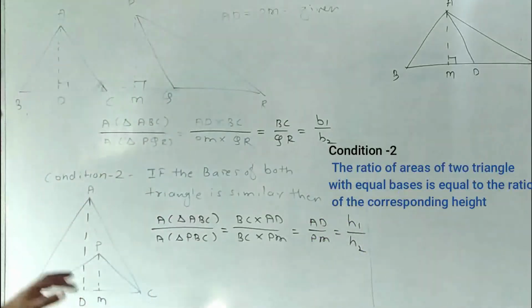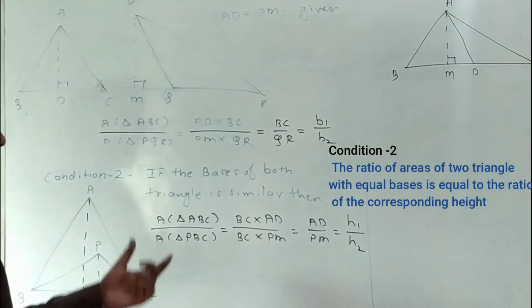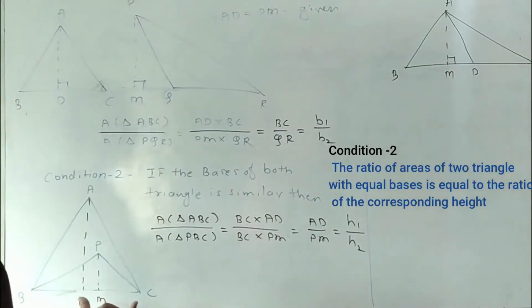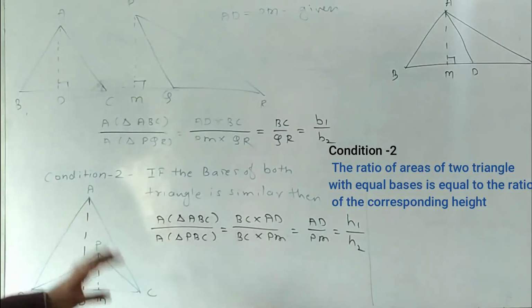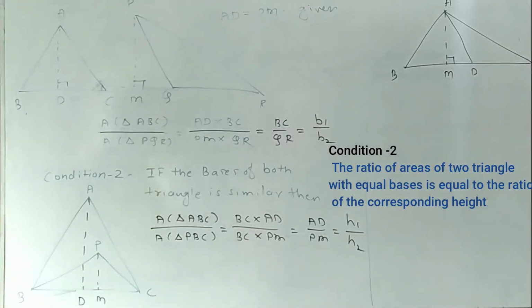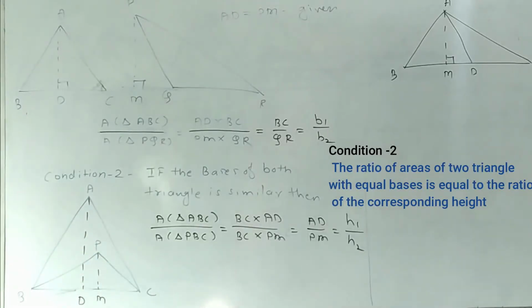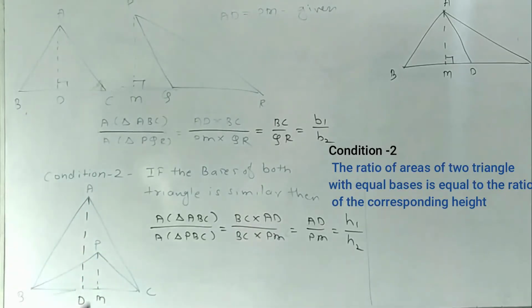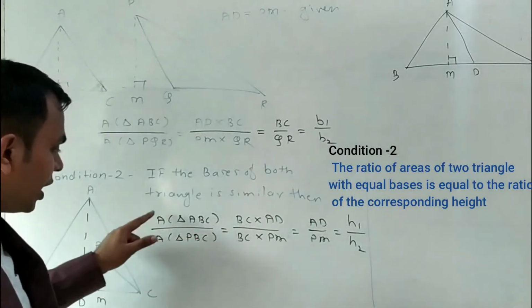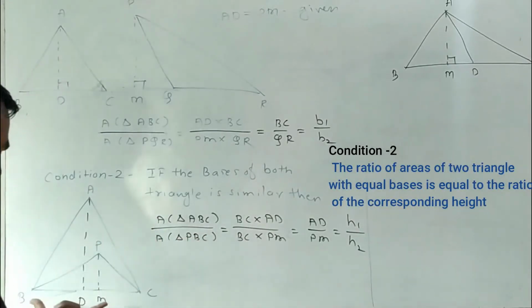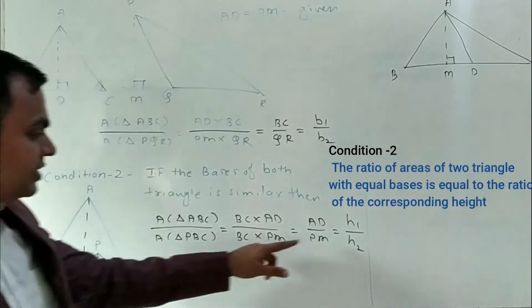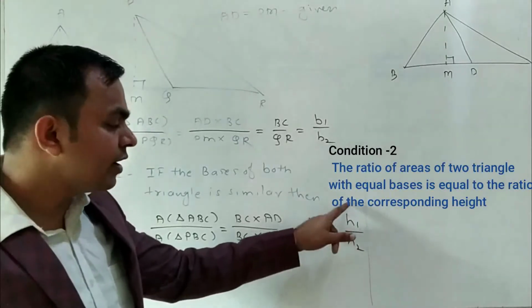And the next condition is what? Condition 2: the bases are equal and the height is different, then what will be the ratio of the area of two triangles? When the base is common and the height is different, the ratio of the area of two triangles with common bases is equal to the ratio of their corresponding heights.